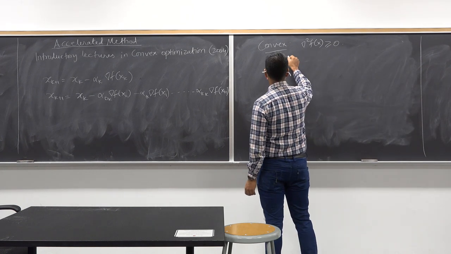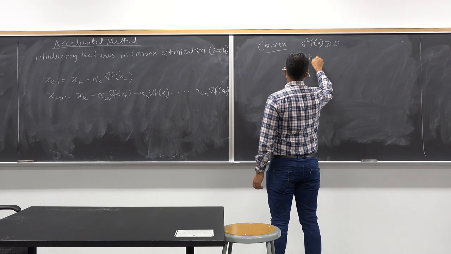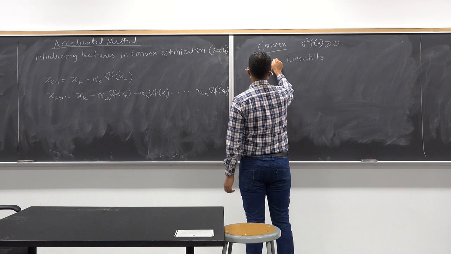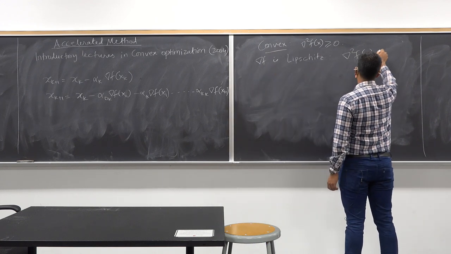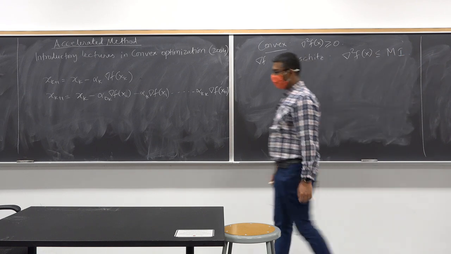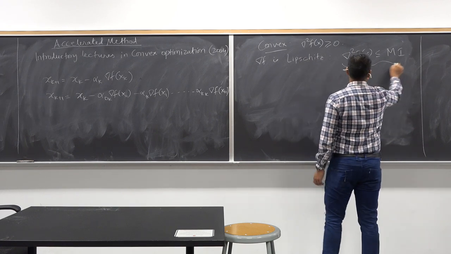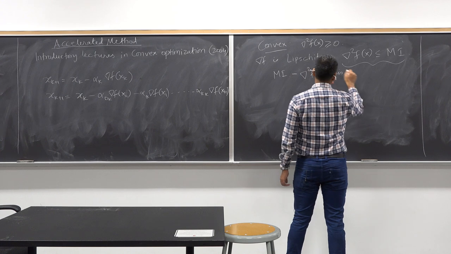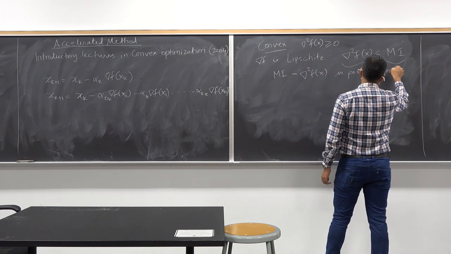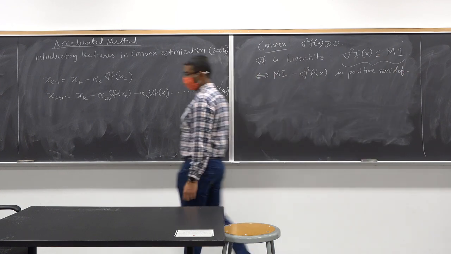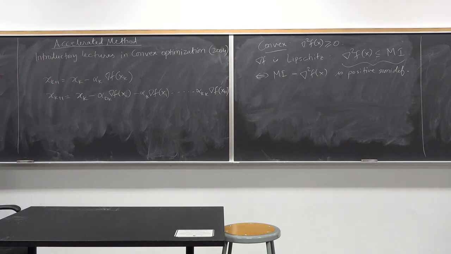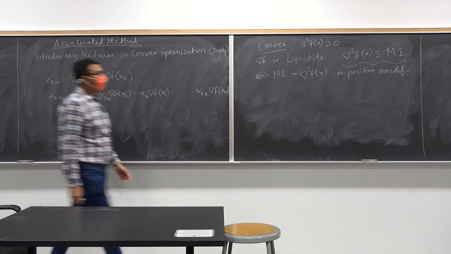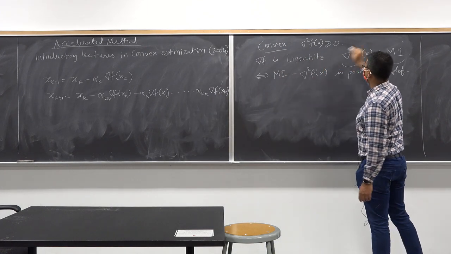We will also assume that the gradient of f is Lipschitz. What that means is the second derivative of f(x) is less than or equal to some capital M times the identity matrix, which means M I minus the second derivative of f(x) is positive semi-definite. So capital M is the Lipschitz constant of the gradient of f. The first thing is just the definition of convexity, and the second is the definition of the gradient of f being Lipschitz.